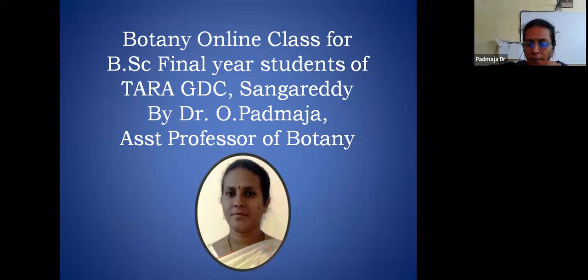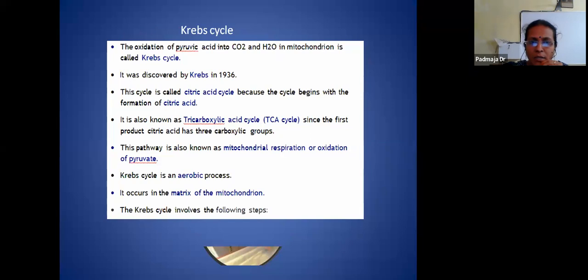In the previous class, we discussed glycolysis, and the end product of glycolysis is pyruvic acid. The pyruvic acid is a 3-carbon compound. After glycolysis, the next stage is the Krebs cycle. The oxidation of pyruvic acid into CO2 and water in mitochondria is called the Krebs cycle. The Krebs cycle takes place in mitochondria, and it was discovered by Krebs.